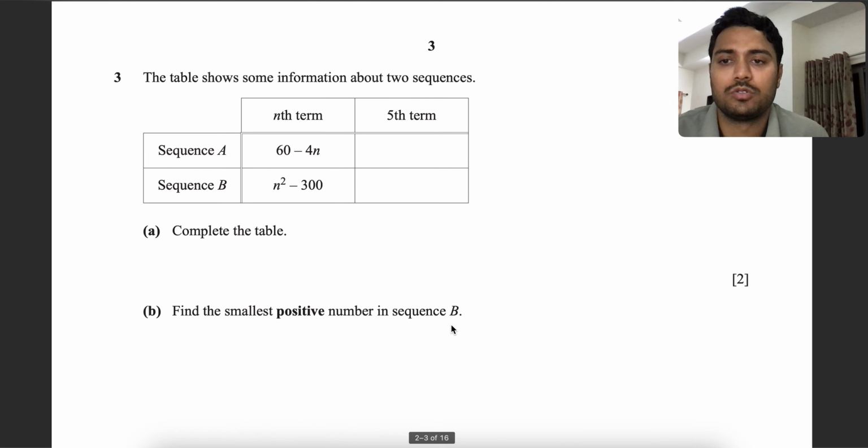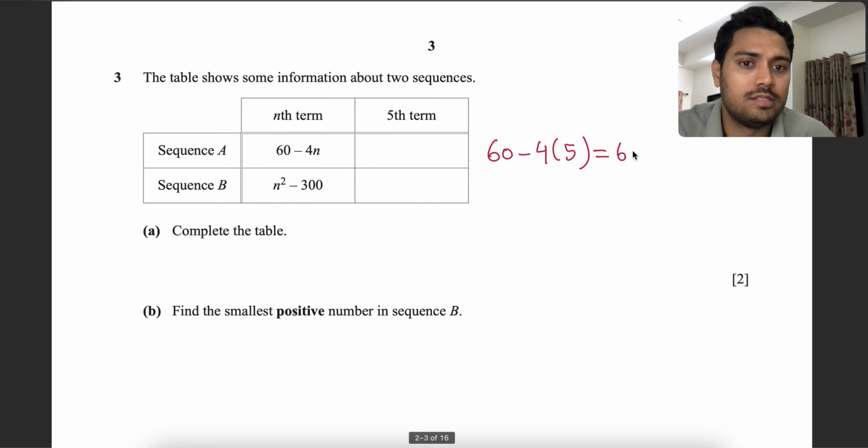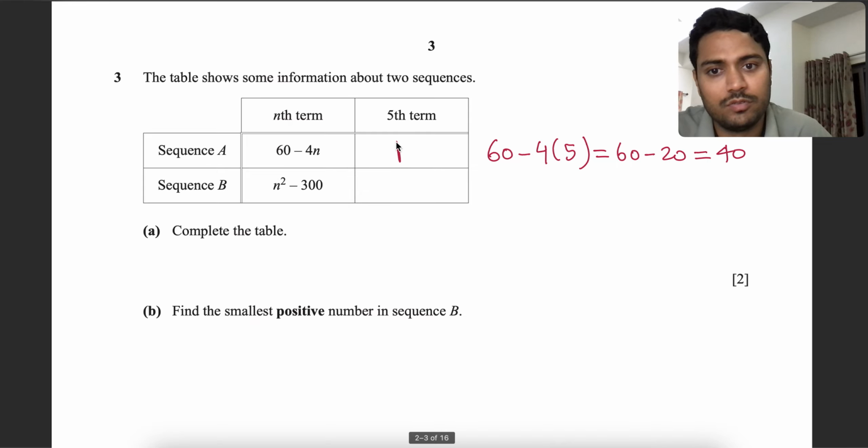Let's move on to the next question. Question number 3, it says the table shows some information about two sequences. Sequence A, that is 60 minus 4n. We have to find the fifth term. So simply 60 minus 4 times 5, that is 60 minus 20, it is going to be 40. So fifth term is 40 for the first sequence.